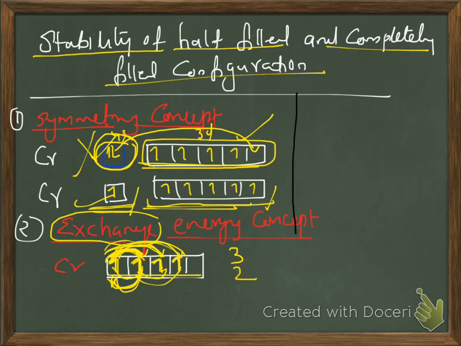1, 2, 3. First electron has 3 exchanges. Second electron has 2 exchanges. Third electron has only 1 exchange. Totally we have 6 exchanges.